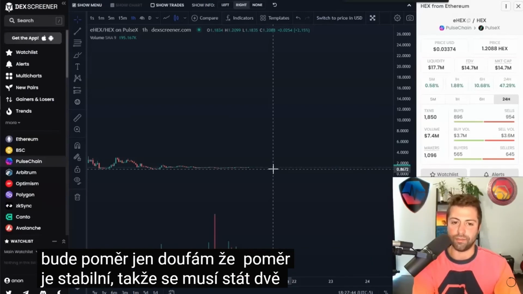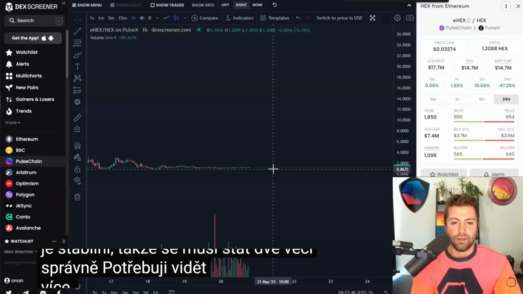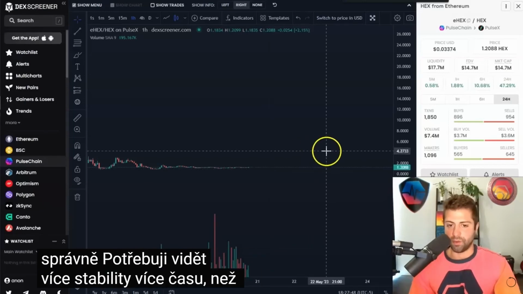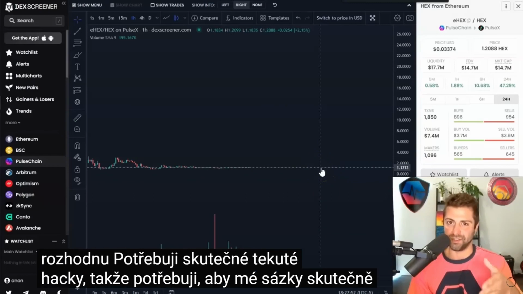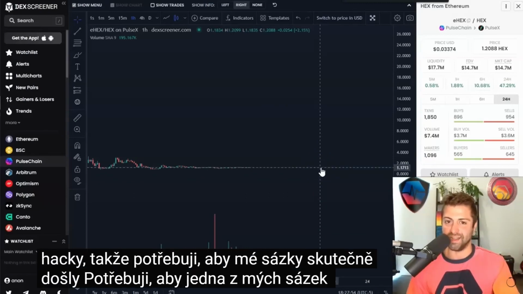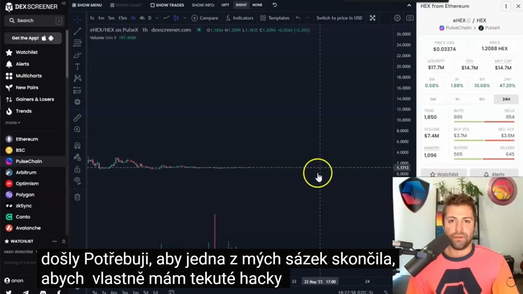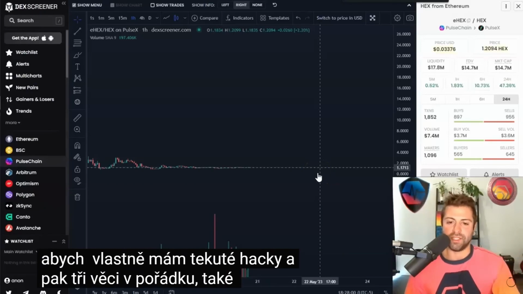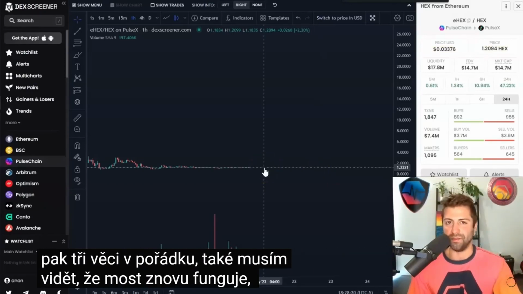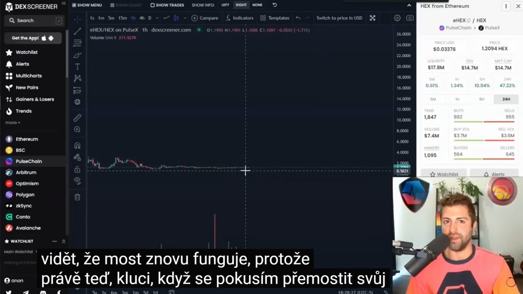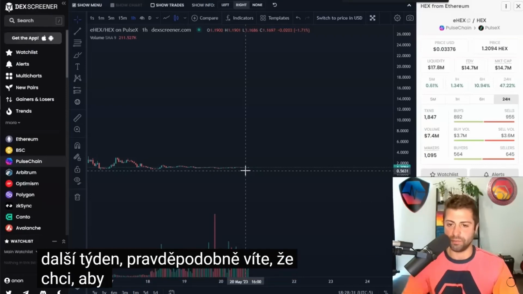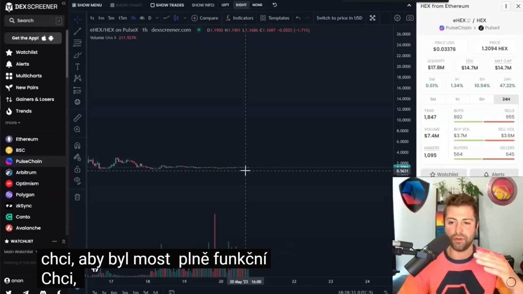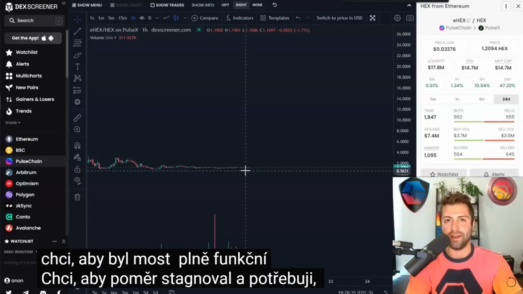So 2 things need to happen, right? I need to see more stability, more time, right, before I make my decision. I need actual liquid HEX, so I need one of my stakes to end so that I actually have liquid HEX. And then 3 things, okay? I also need to see the bridge working again. Because right now, guys, if I try to bridge my EHEX, it's not going to be available for like another week probably. I want the bridge to be fully functional. I want the ratio to be stagnant. And I need my stake to end.